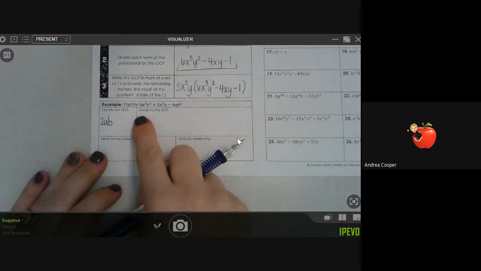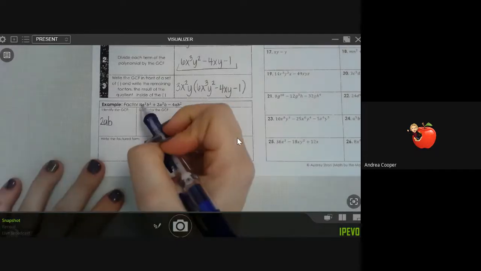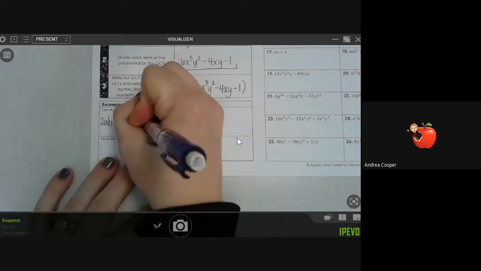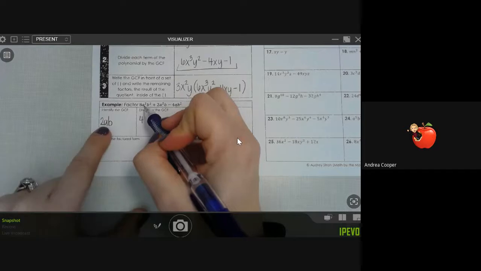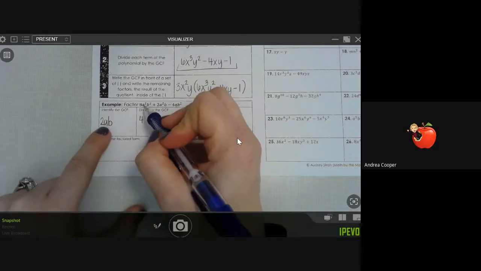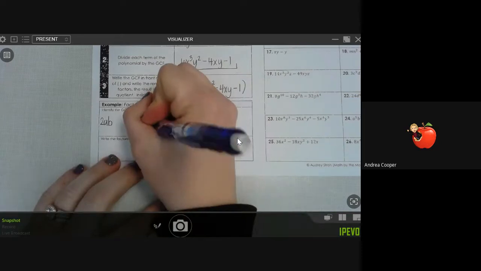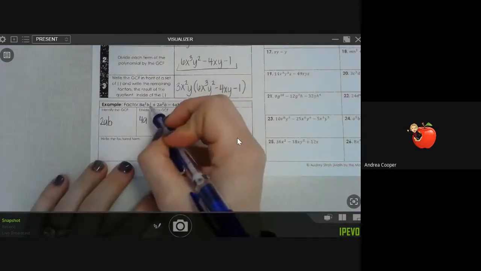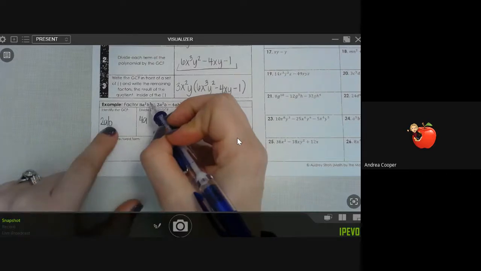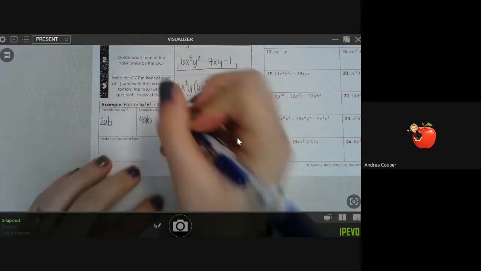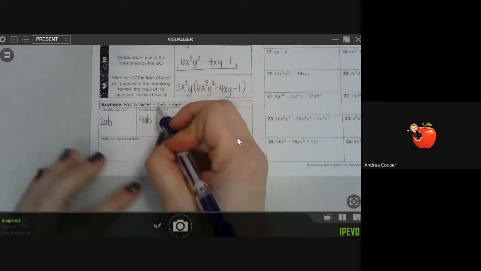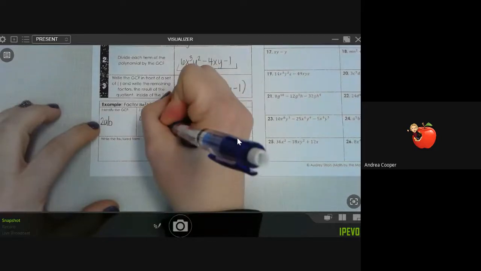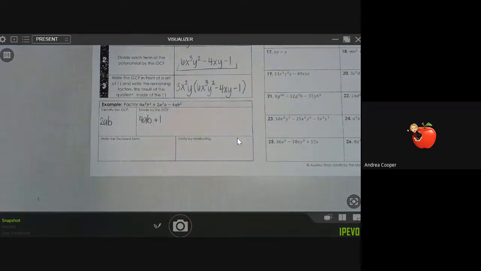Now we're going to divide by the GCF. So remember, I take my number, 8 divided by 2 is 4. A squared divided by A. Subtract your exponents. 2 minus 1 is 1. B squared divided by B. 2 minus 1 is 1. There's my first division. Now I do my next one. 2 divided by 2 is still 1. Make sure you put those ones in there for now.